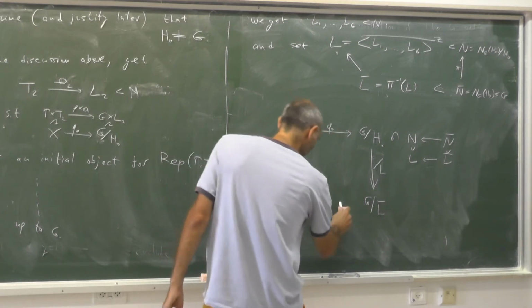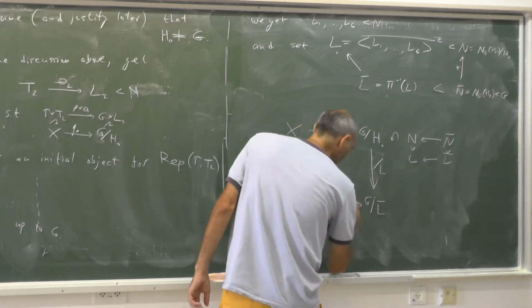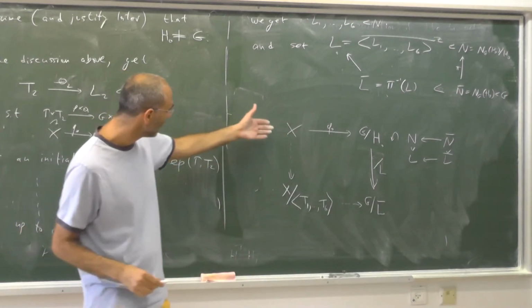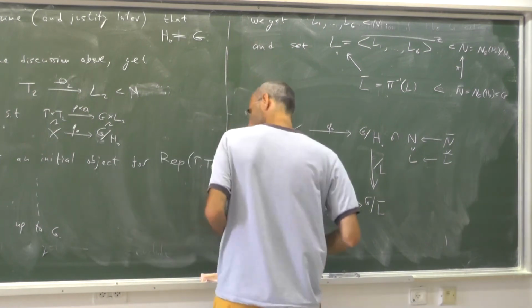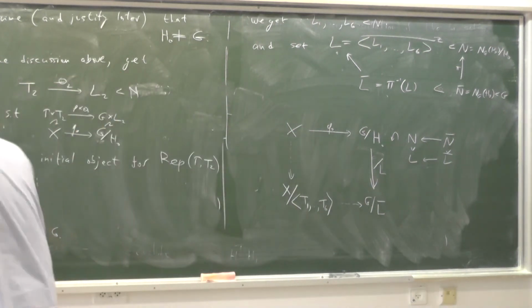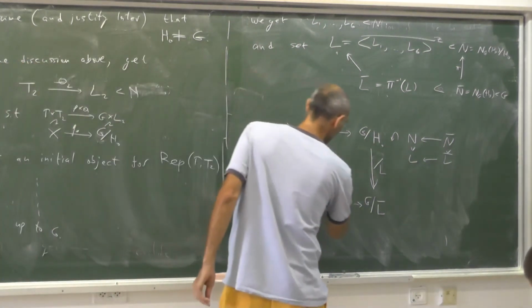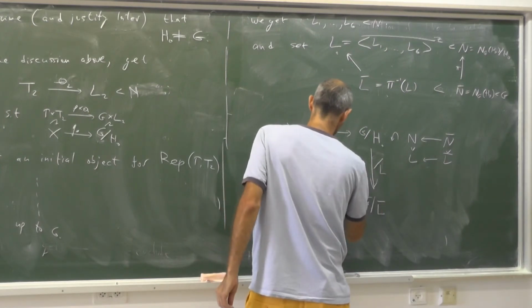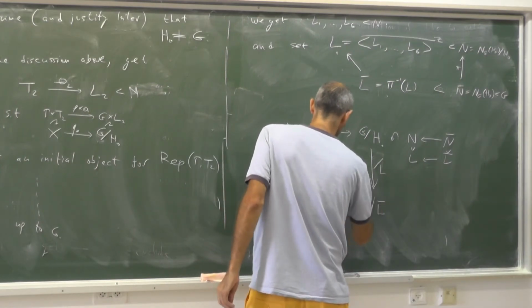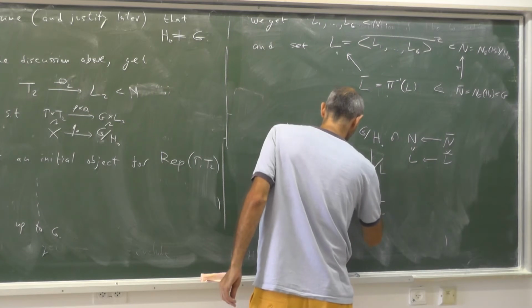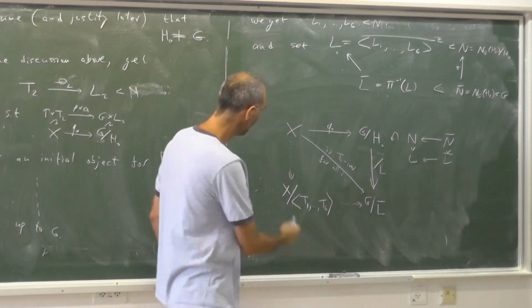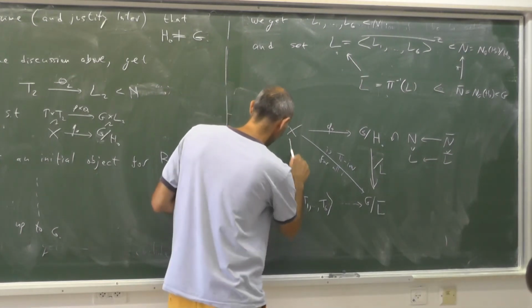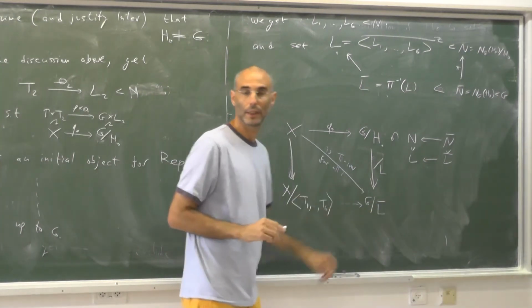And I claim that by this, I will get a map from here, by general nonsense, because this is Ti invariant for all i. By this, this is an explicit map now. And again.